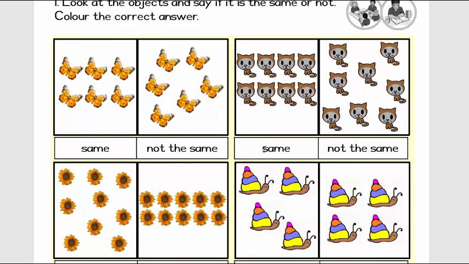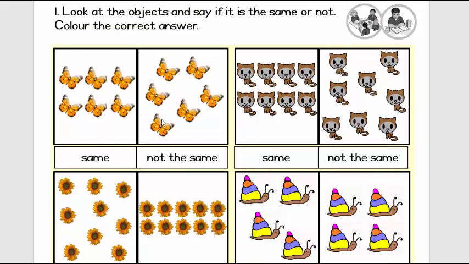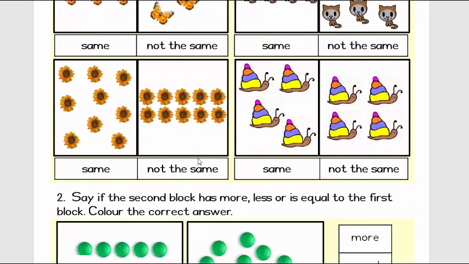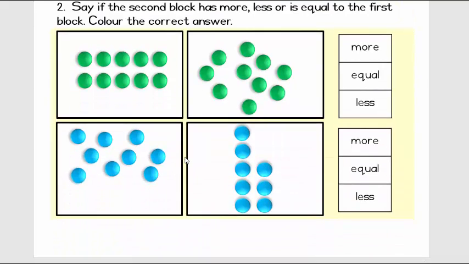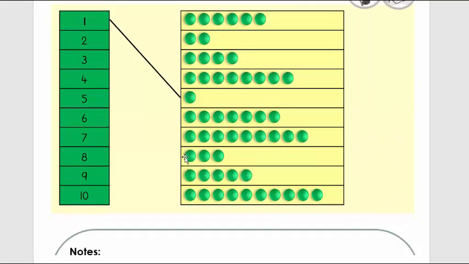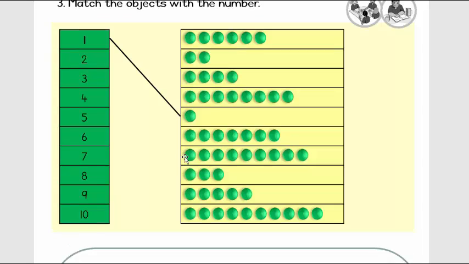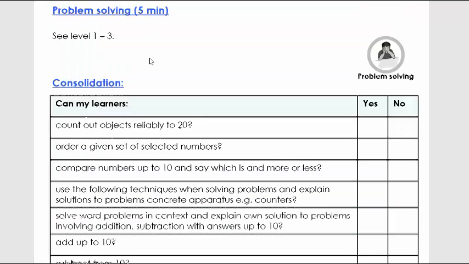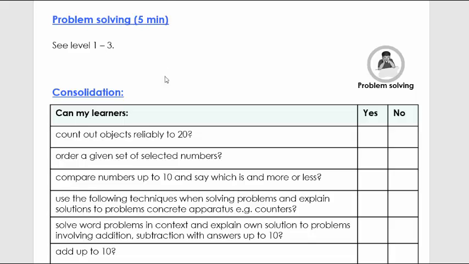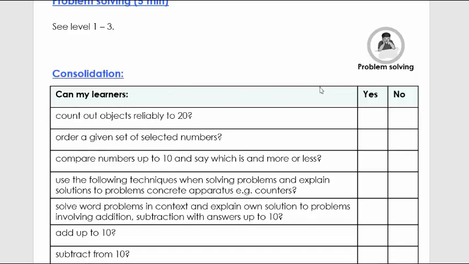So you have the worksheet here. You might need to help your child to read some of the words. And you're going to do question number 1 and question number 2. And it carries on with question number 3. Then the problem solving, we already dealt with it. And then we're going to look at the consolidation again.